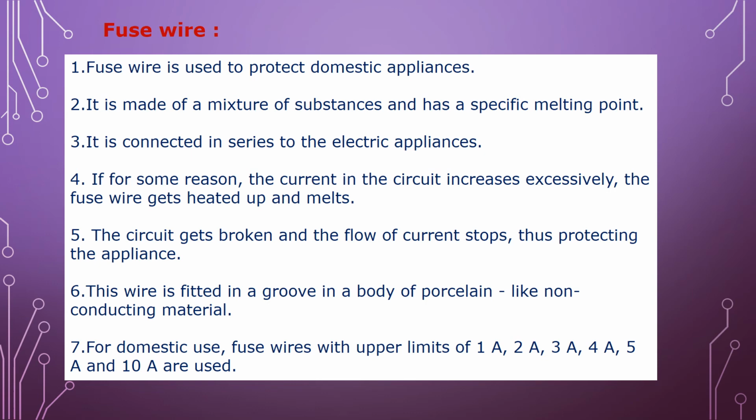Now let us see, children, the fuse wire. Fuse wire is used to protect domestic appliances. It is made of a mixture of substances and has a specific melting point. It is connected in series to the electric appliances. If for some reason the current in the circuit increases excessively, the fuse wire gets heated up and melts. The circuit gets broken and the flow of current stops, thus protecting the appliance. This wire is fitted in a groove in a body of porcelain-like non-conducting material. For domestic use, fuse wires with upper limits of 1 ampere, 2 ampere, 3 ampere, 4 ampere, 5 ampere and 10 ampere are used.